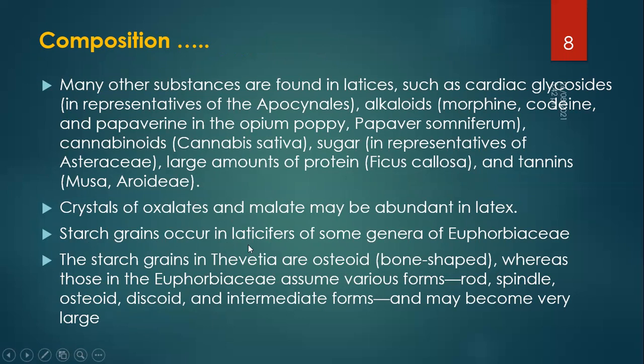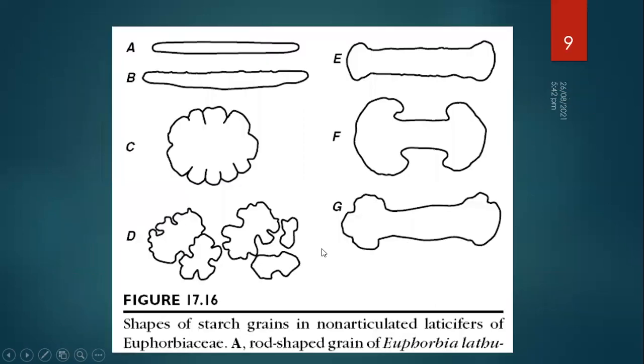Starch grains occur in laticifers of some genera of the Euphorbiaceae. The starch grains in Hevea are osteoid, meaning bone-shaped, whereas those in the Euphorbiaceae assume various forms: rod, spindle, osteoid, discoid, and intermediate forms, and may become very large. These photographs show different types of starch grains in the non-articulated laticifers of the Euphorbiaceae family: rod-shaped, lozenge-shaped, or bone-like starch grains generally observed in the laticifers of the family Euphorbiaceae.